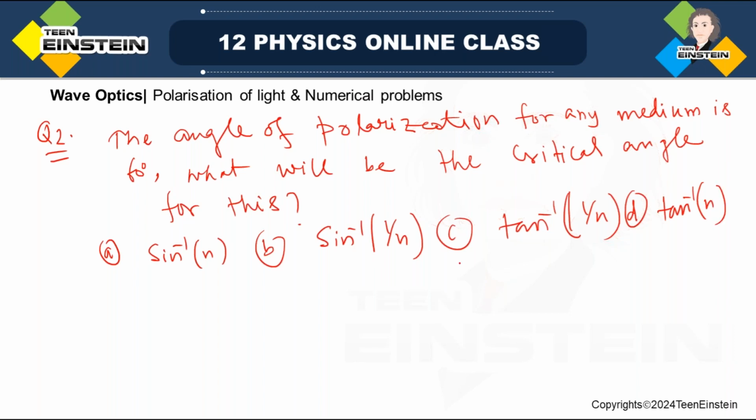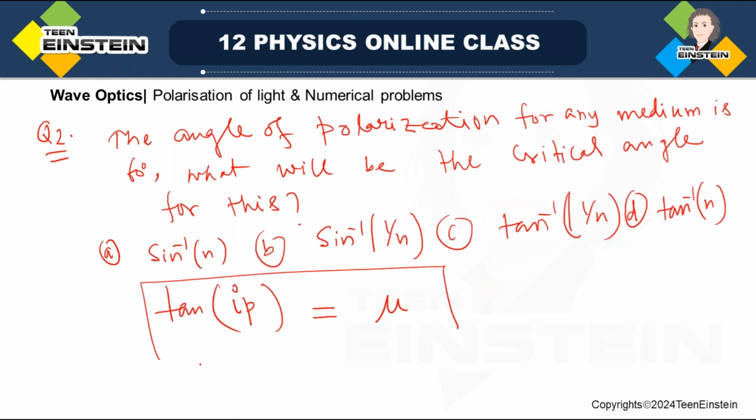See here, this is the angle of polarization, theta IP. We have a relationship: tan IP is equal to mu, or n here, the refractive index n. So this question is actually connected to total internal reflection, because n is not given. You have to find out the critical angle for this.